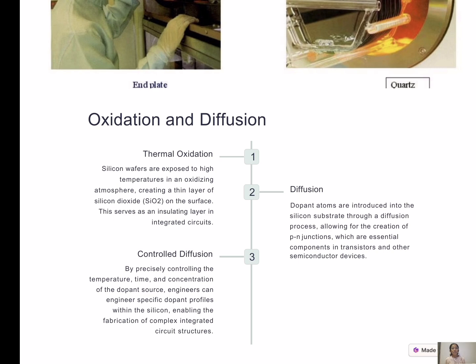The next one is diffusion, where dopant atoms are introduced into a silicon substrate through a diffusion process, allowing for the creation of a PN junction, as you have studied before, which is an essential component in transistors and semiconductor devices. By precisely controlling temperature, time and concentration of the dopant sources, engineers form specific dopants within the silicon, enabling fabrication of complex structured circuits.